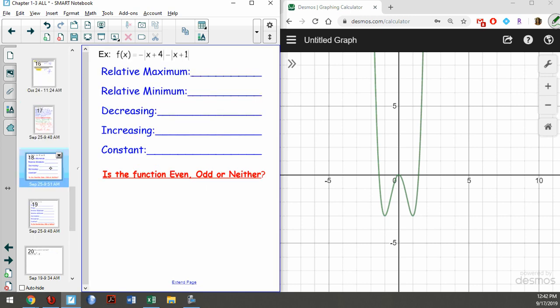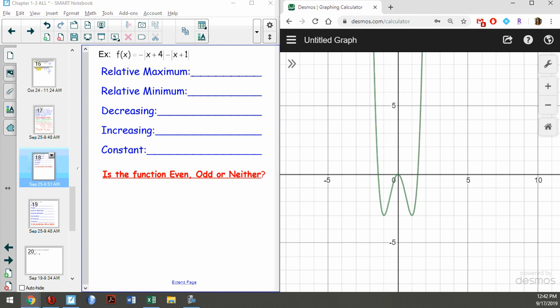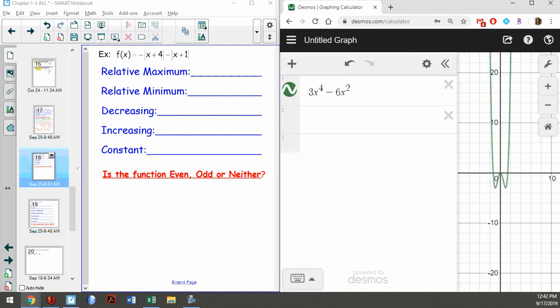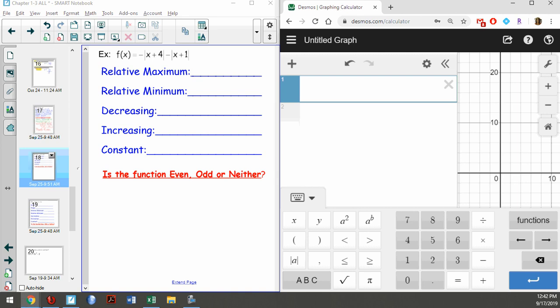The next one is the absolute value. So I'm going to come over here, and I'm going to delete this out. I'm going to pull up my keypad here, and I'm going to start typing that in. That's going to be a negative absolute value of x plus 4. And this is going to be minus the absolute value of x plus 1.